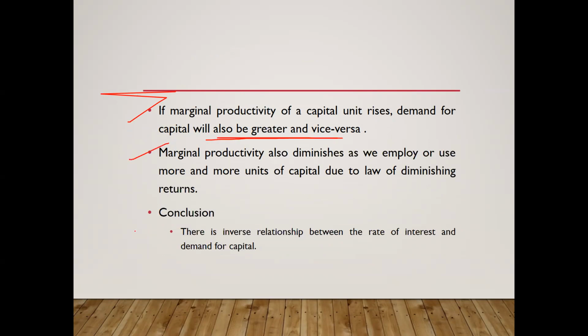Marginal productivity also diminishes as we employ more and more units of capital, due to the law of diminishing returns. If we are using more and more units, as I explained in the factors of production, there was the law of variable proportions, where stage two ends when the marginal product, MP, along with AP and TP, keeps declining and turns negative as we use more and more units.